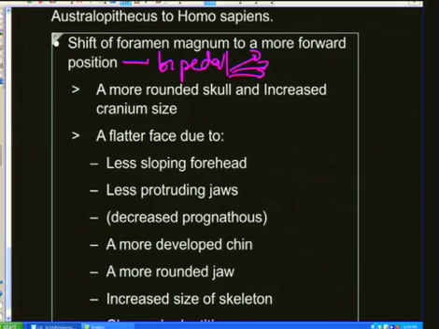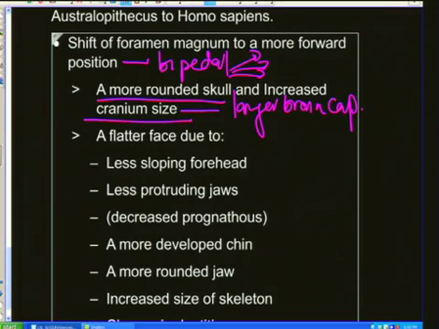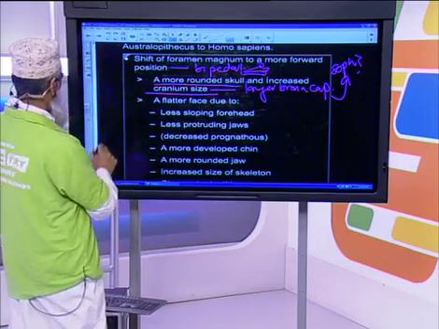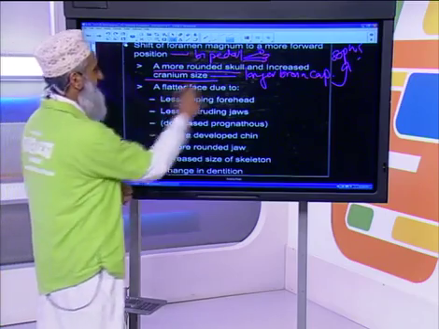Then, a more rounded skull and an increased cranium size. An increased cranium size will lead to a larger brain capacity, and that in turn will lead to more sophistication. We think so. We always say that humans have the largest brain and we're supposed to be the smartest, but we're not sure whether we're smarter or not. I would have given an example why I have my doubts, but it's not for national TV.